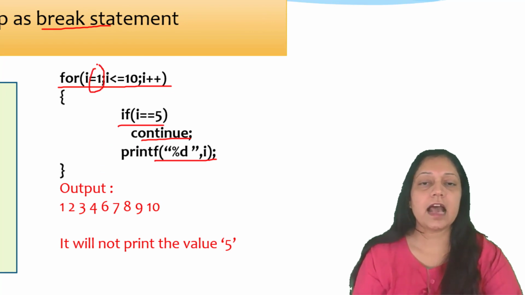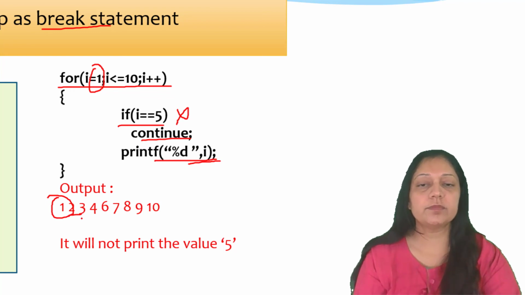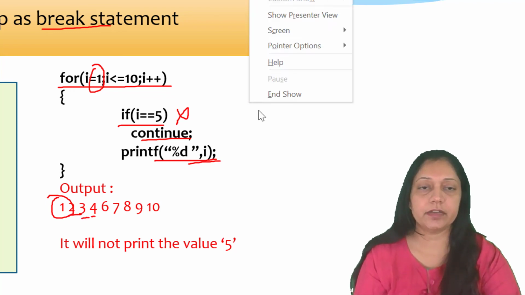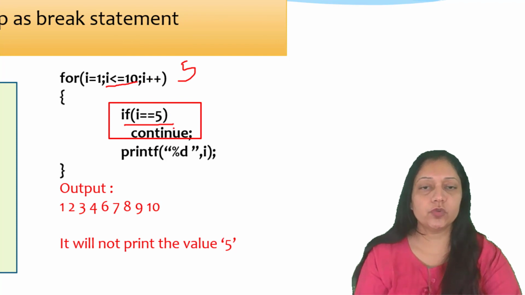The first i is equal to 1. This condition is false, that is 1 equal 5 is false. So continue is not executed and I'll get the display of i, that is 1 is displayed. Then 2 is displayed, 3 is displayed and 4 is displayed, similar to the break statement. But at one point of time, the value of i would become 5. So i equal 5 becomes true and continue is executed.